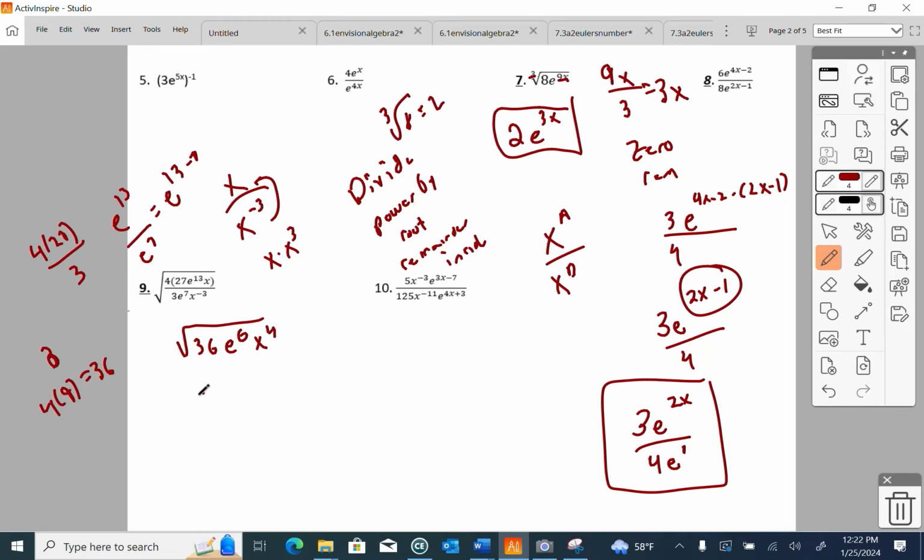The square root of 36 is 6. And by the way, the square root has an understood 2. 2 goes into 6 3 times, e cubed. 2 goes into 4 2 times, x squared.